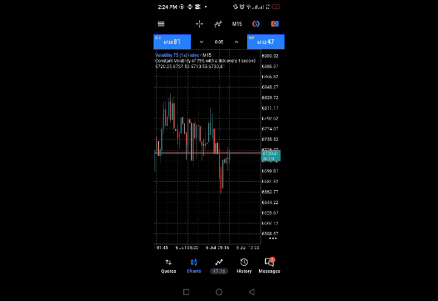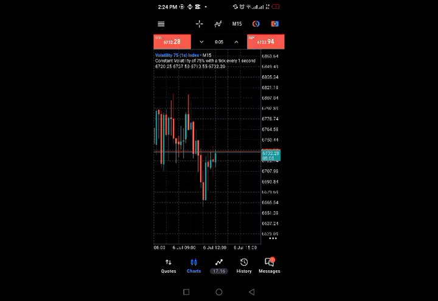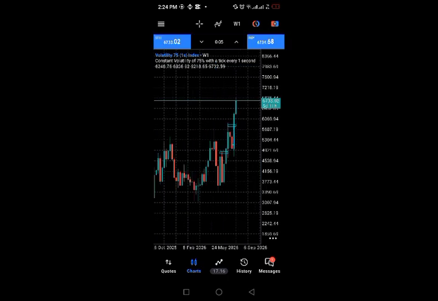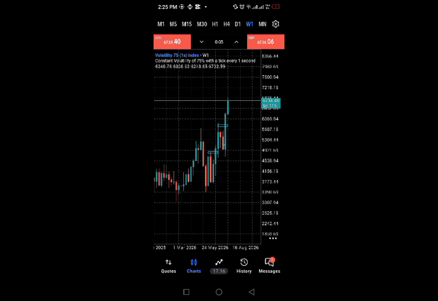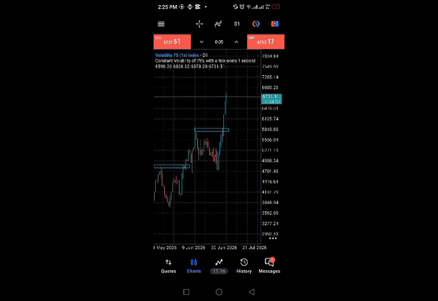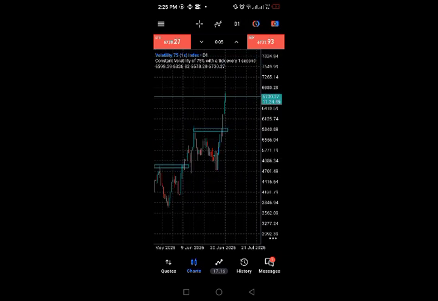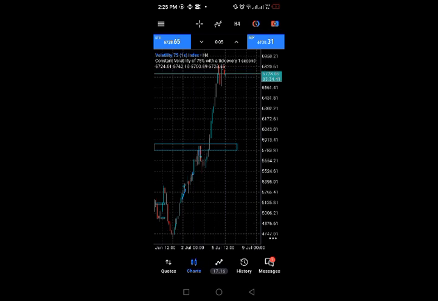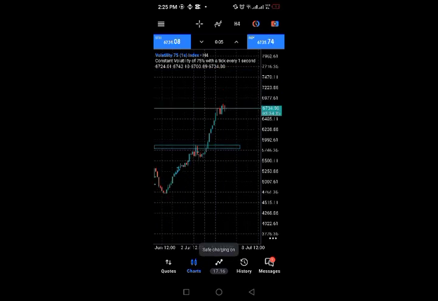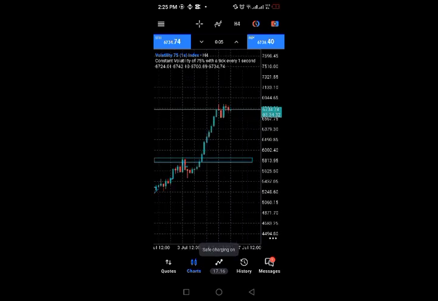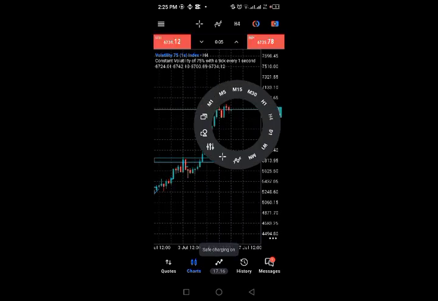Even for volatility 75, we have to follow the same procedure. First things first, we go to the 1 week time frame and identify the overall direction of the market, which as we can see is an uptrend. Then we go to the 1 day time frame, and it's also an uptrend, making higher highs and higher lows. We now go to the H4, and as we can see, we also have an uptrend. Price is still making higher highs and higher lows.